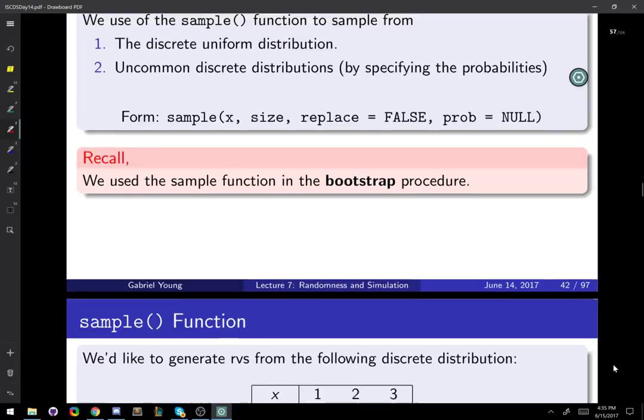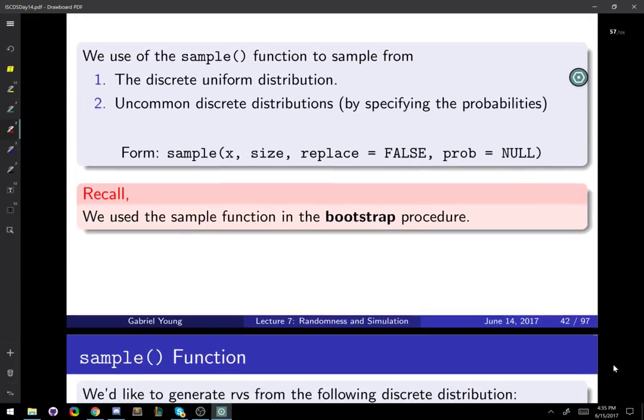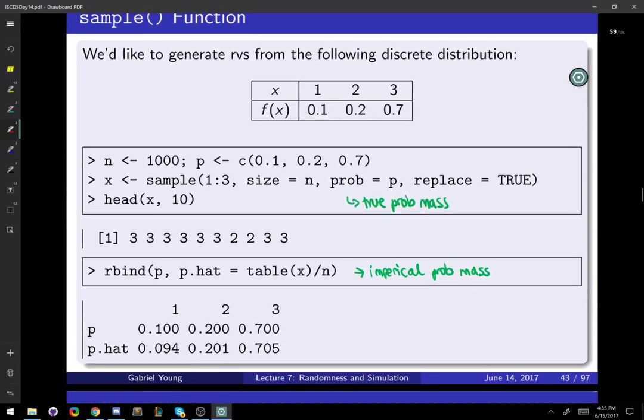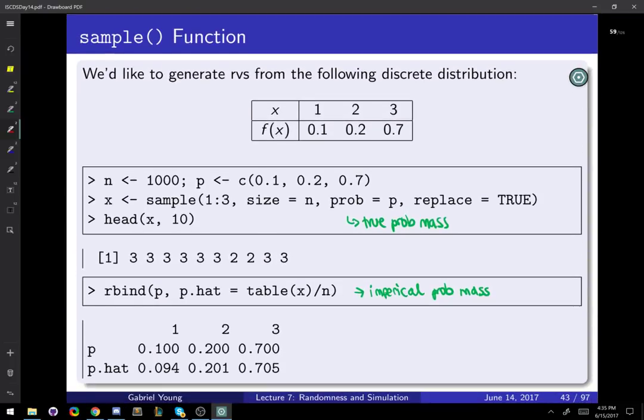Okay. And a simple example for an uncommon distribution. What should you be getting out of this? You put the exact probabilities in, since you know the true discrete random variable's probability mass function. You apply the sample function with the support. So this is the support of the random variable, 1 to 3. Does that make sense, the vocabulary? And here we're choosing 1,000 cases.